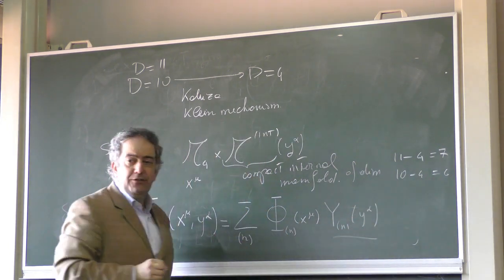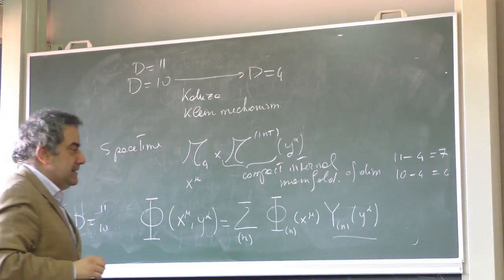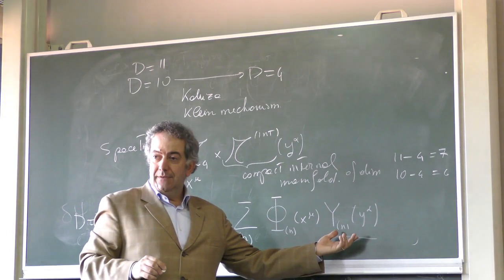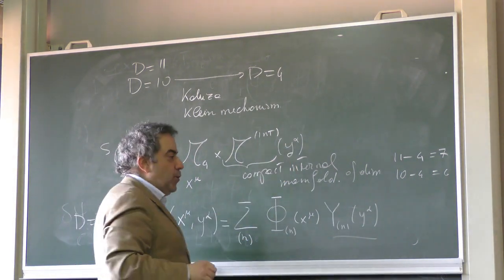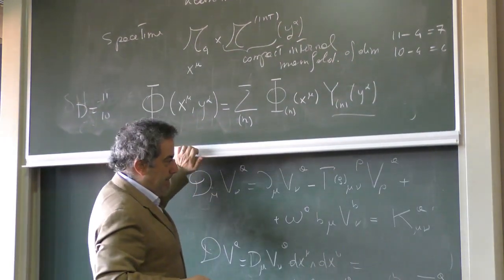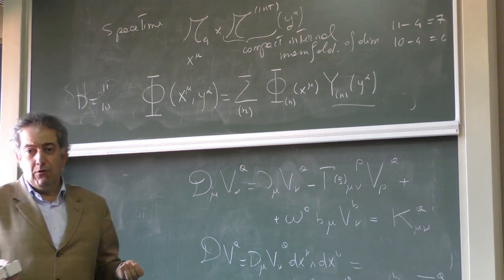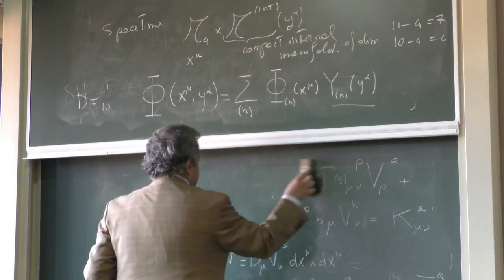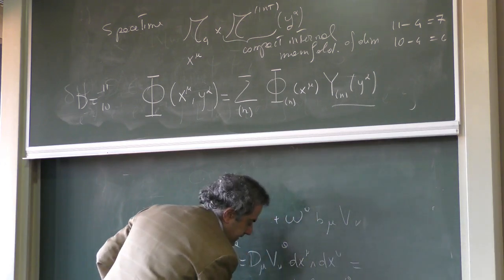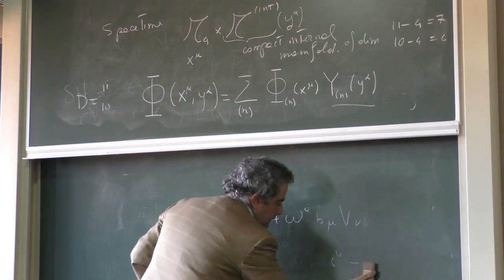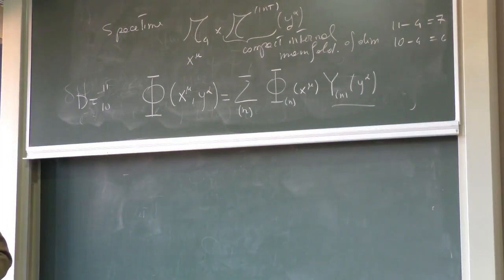Where these are fixed functions, which are eigenfunctions of the Laplace operator in the internal space. So these Y are called harmonics. They are like spherical harmonics, or if you are on a different geometry, they are just the Fourier expansion.